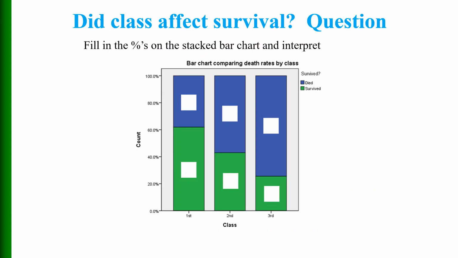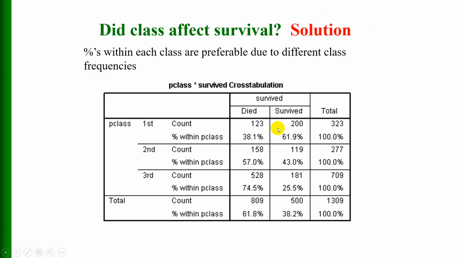So here is the stacked diagram, a bar chart comparing death rates by class, and you have to fill in the percentages on the stacked bar chart and then interpret. Now the green shows survived and the blue shows died. You have to write the percentage here, and here, and so on. So did class affect survival? This is the solution. Percentages within each class are preferable due to different class frequencies. So you see these are the percentages.